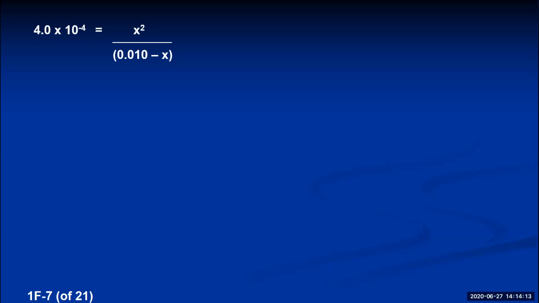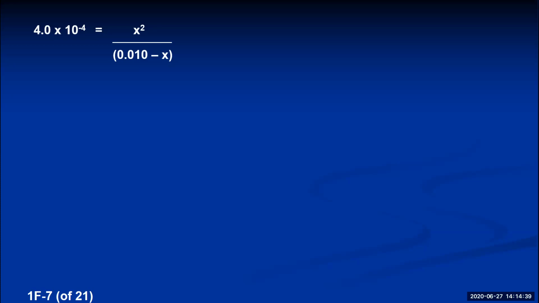So the value of X is going to be a small number. That X squared at the top, those two X's are small numbers. That X at the bottom, 0.010 minus X, that X is a small number as well. Now, if that X in the denominator is a really small number, then 0.010 minus a really small number really doesn't change the denominator much. It stays pretty close to 0.010.